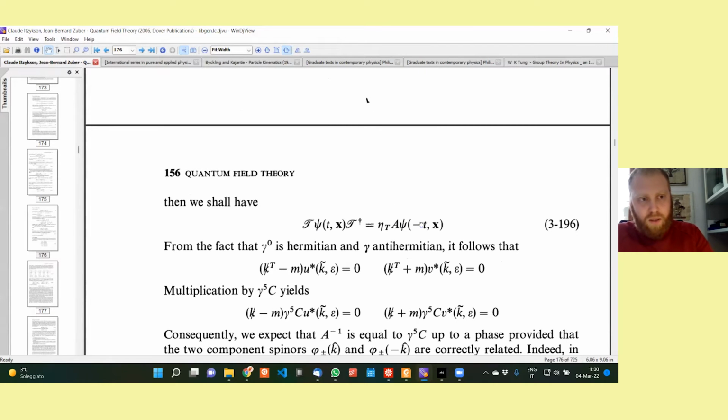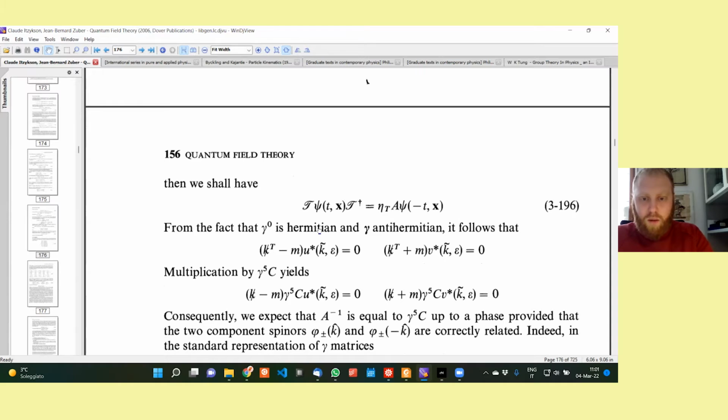That this is, by the way, the book by Itzykson and Zuber for quantum field theory. It's kind of, I think, one of the best books that there is. So this is chapter 3, section I do not remember. So you should be able to see the equation number. So please, if you want to check it in detail, go here.